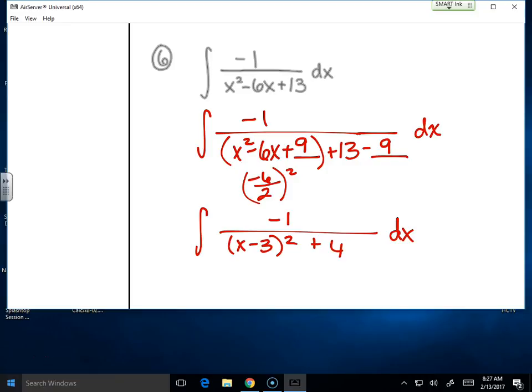So completing the square, something that showed up in Algebra 1, maybe the bane of some of your existences.